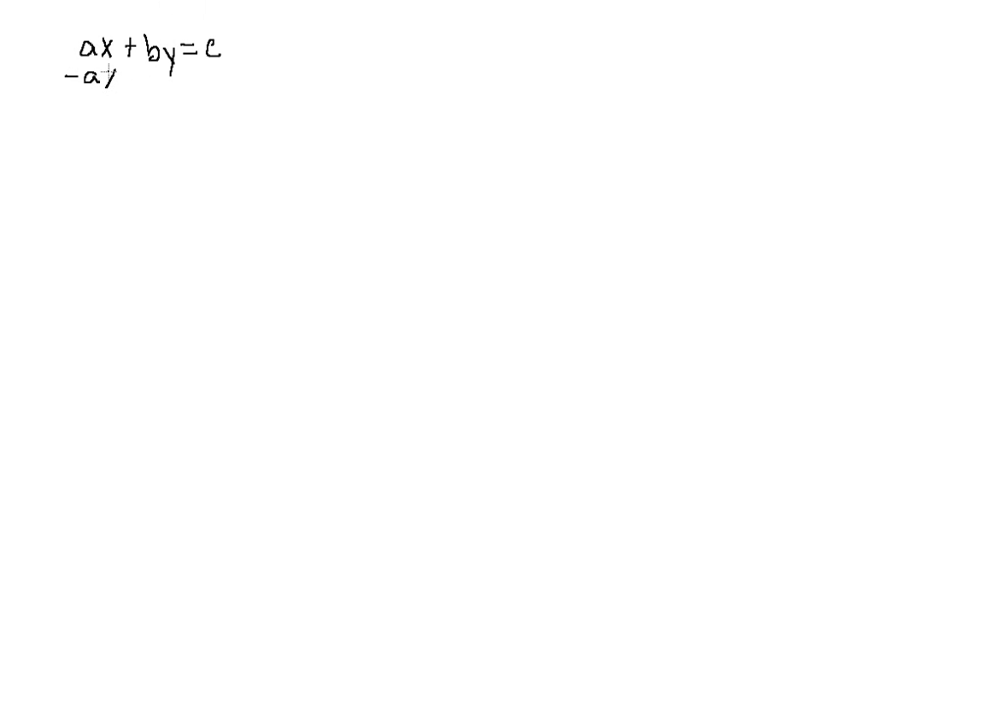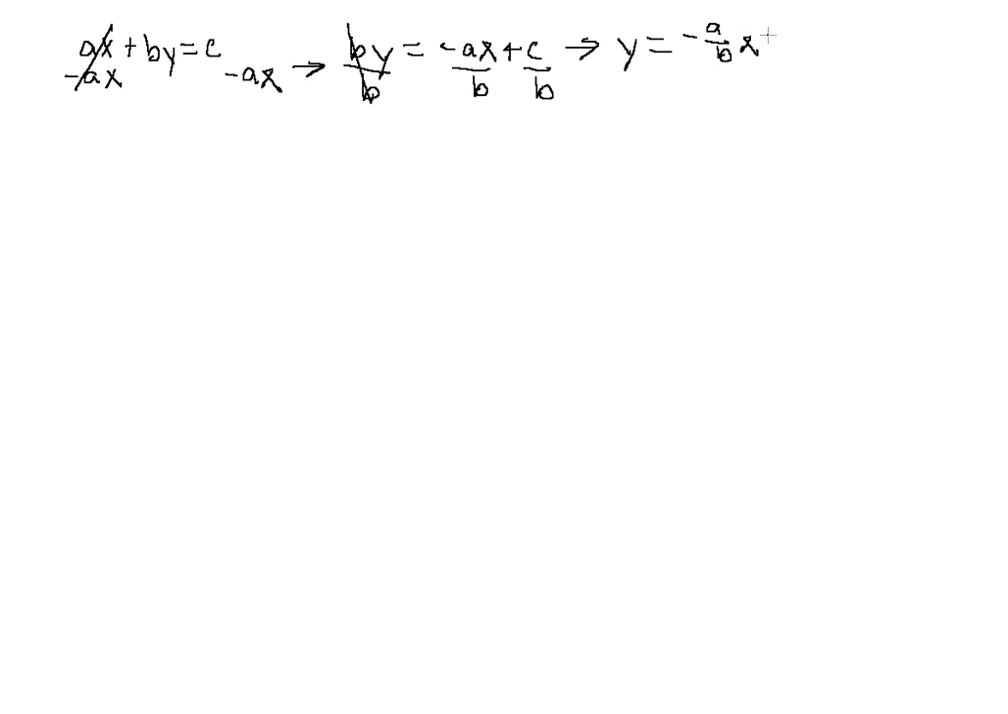Let's go ahead and subtract ax from both sides. We're solving for y. So these two terms cancel, leaving us by equals minus ax plus c. Now let's go ahead and divide both sides by b, which means we divide each term by b. These two terms cancel, leaving us y equals minus a over b times x plus c over b.